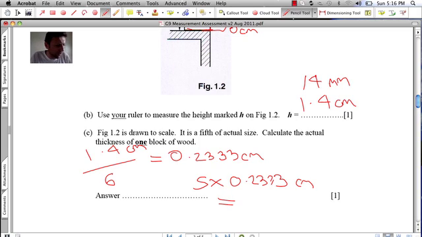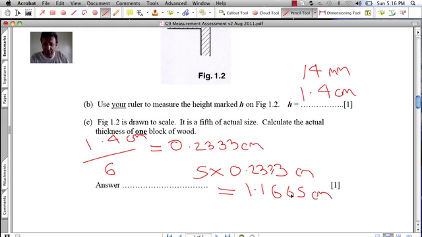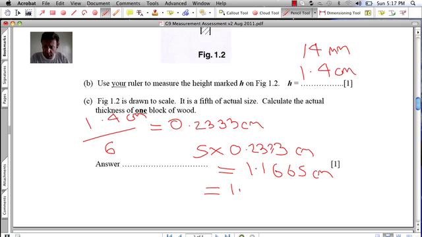This is going to give us a number, something like 1.1665 cm. Again, that's all well and good, but there are far too many significant figures. We're going to have to tidy that number up a little bit. There are too many significant digits in that. There are only how many significant digits here?